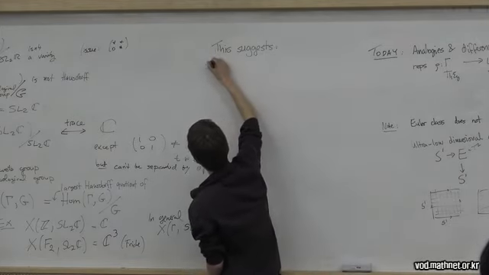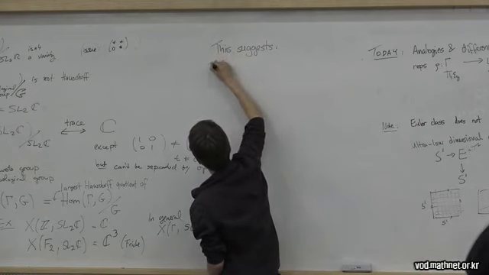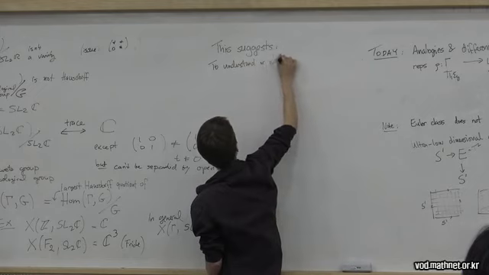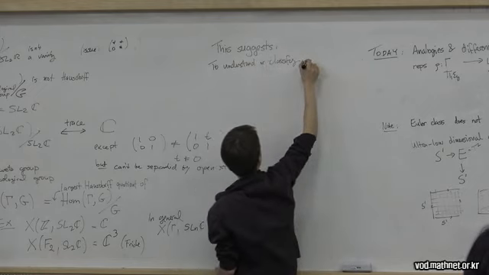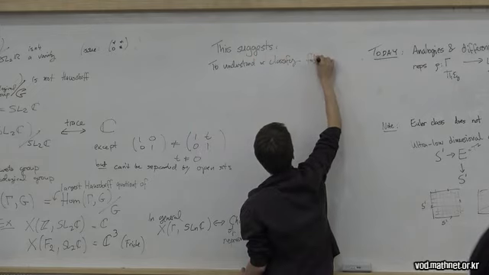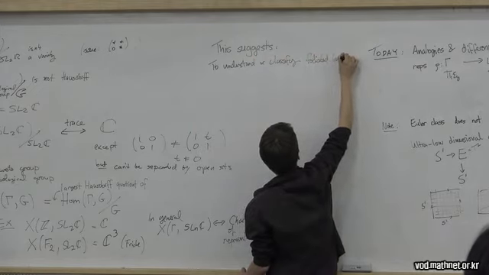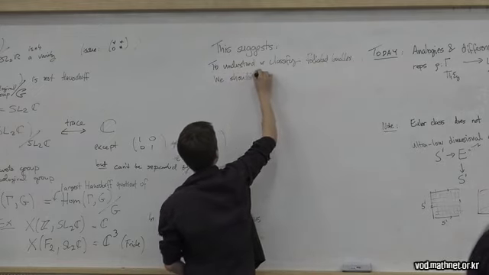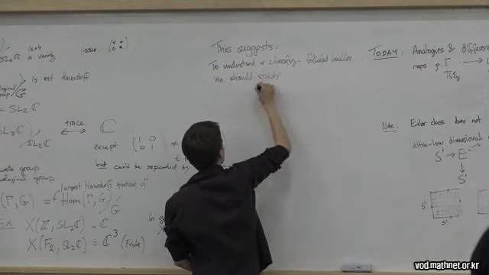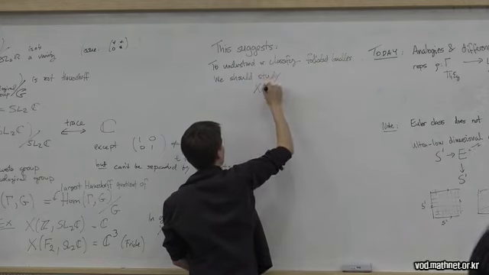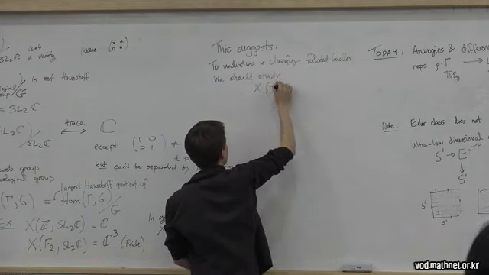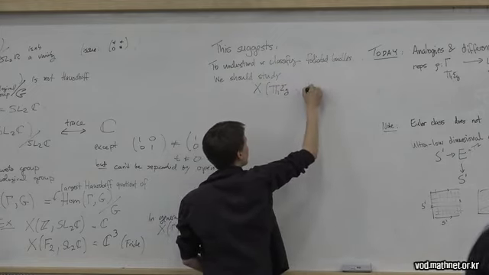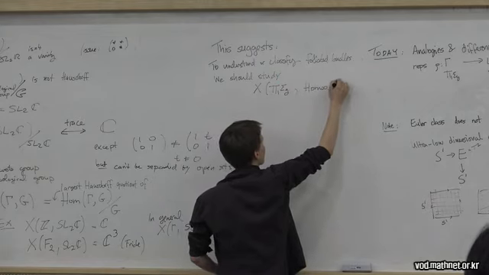This suggests, so to understand or classify foliated bundles, we should study the character space of representations of a group to homeomorphisms of the circle.